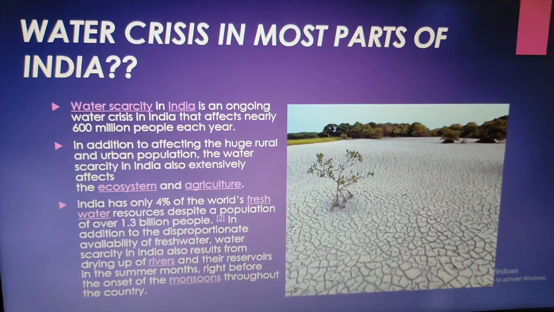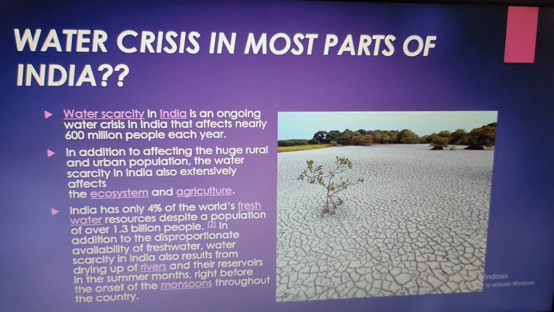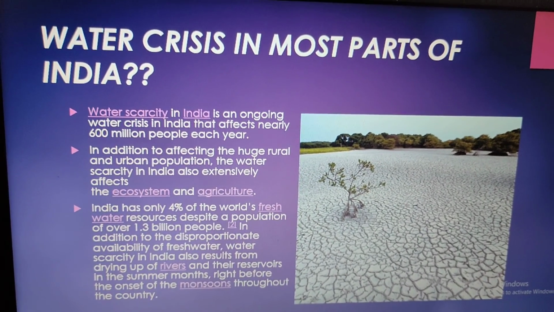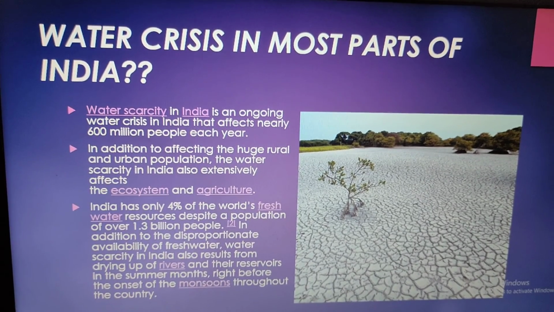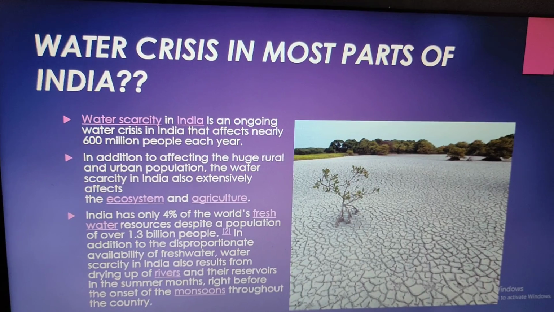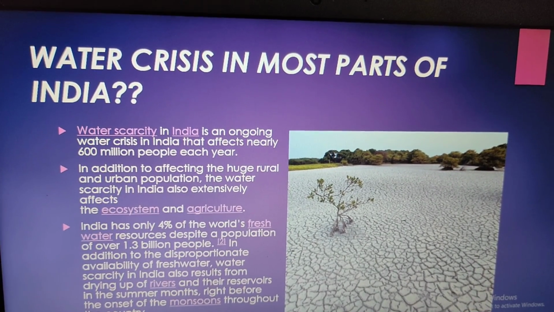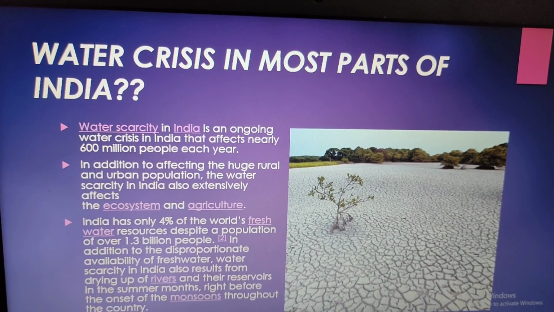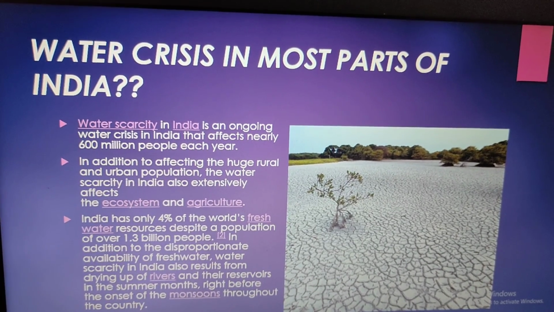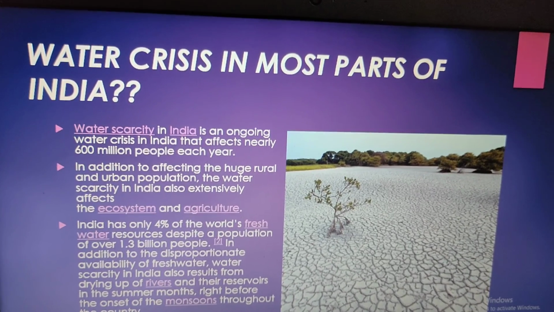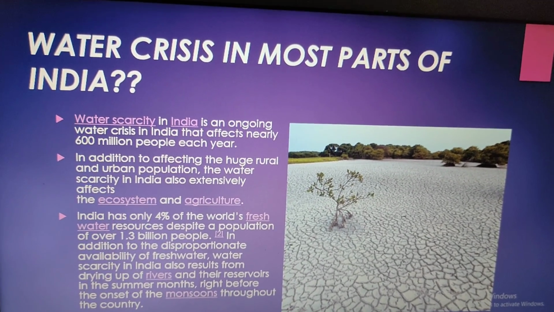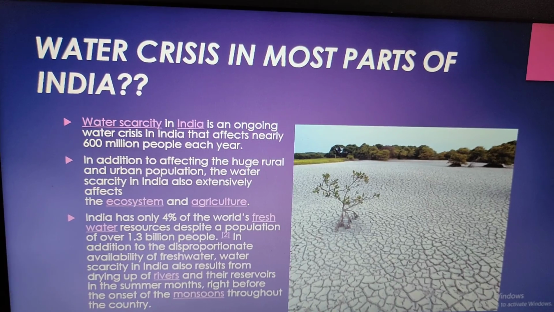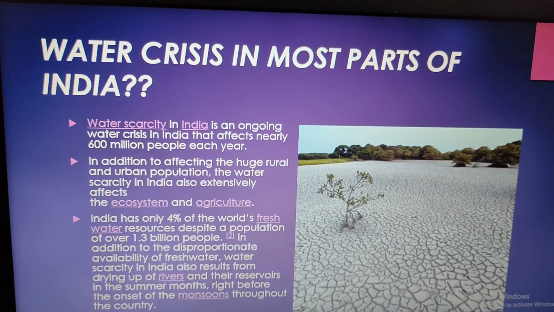Now, water crisis is another major environmental hazard and a threat to India. Water crisis in most parts of India. Water scarcity in India is an ongoing water crisis that affects nearly 600 million people each year. In addition to affecting the huge rural and urban population, the water scarcity in India also extensively affects the ecosystem and agriculture. Definitely, when there will be no water, our ecosystem will be affected and our agricultural activities will be affected. India has only 4% of the world's fresh water resources, despite a population of over 1.3 billion people.